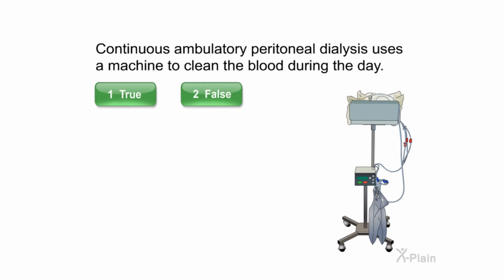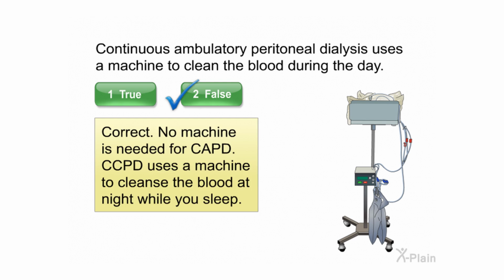Continuous ambulatory peritoneal dialysis uses a machine to clean the blood during the day. Select true or false. Correct. No machine is needed for CAPD. CCPD uses a machine to cleanse the blood at night while you sleep.